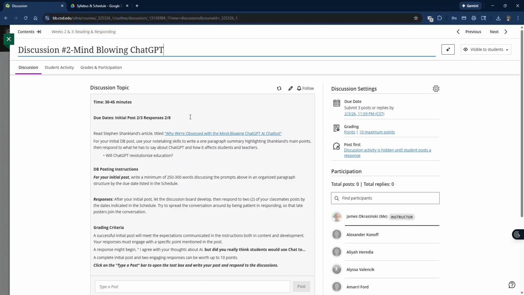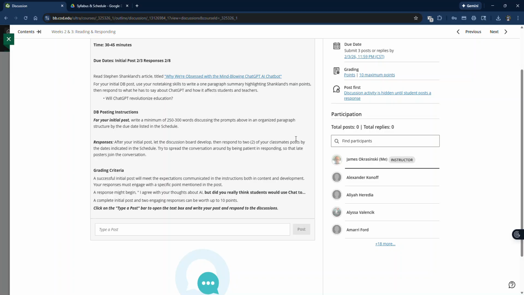Remember, if you're going to use AI for anything, you have to turn around and disclose and reflect. That is the AI policy in the syllabus.